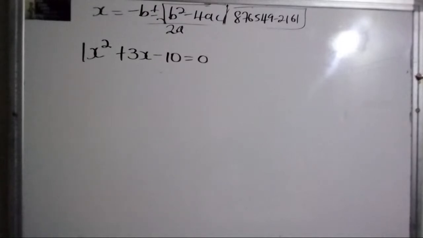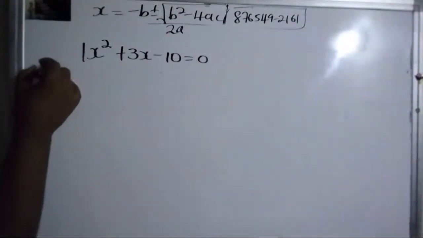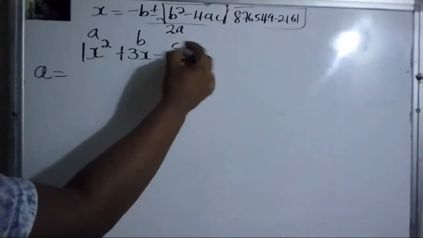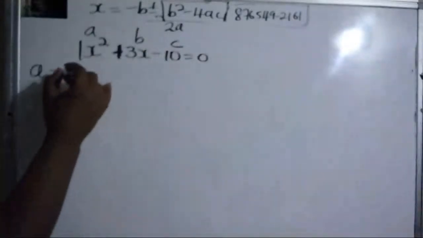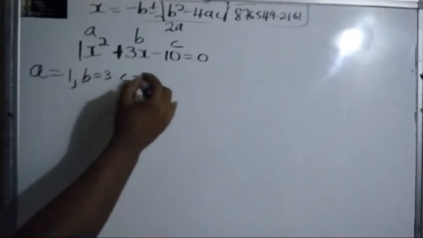Alright. So guys, the first thing that we do, we put the values of a. So in this case, a is equal to 1. So it's a coefficient, so you label it a, b, c. Do not put in the x, just the coefficient. So b is equal to 3. And that means c is negative 10.